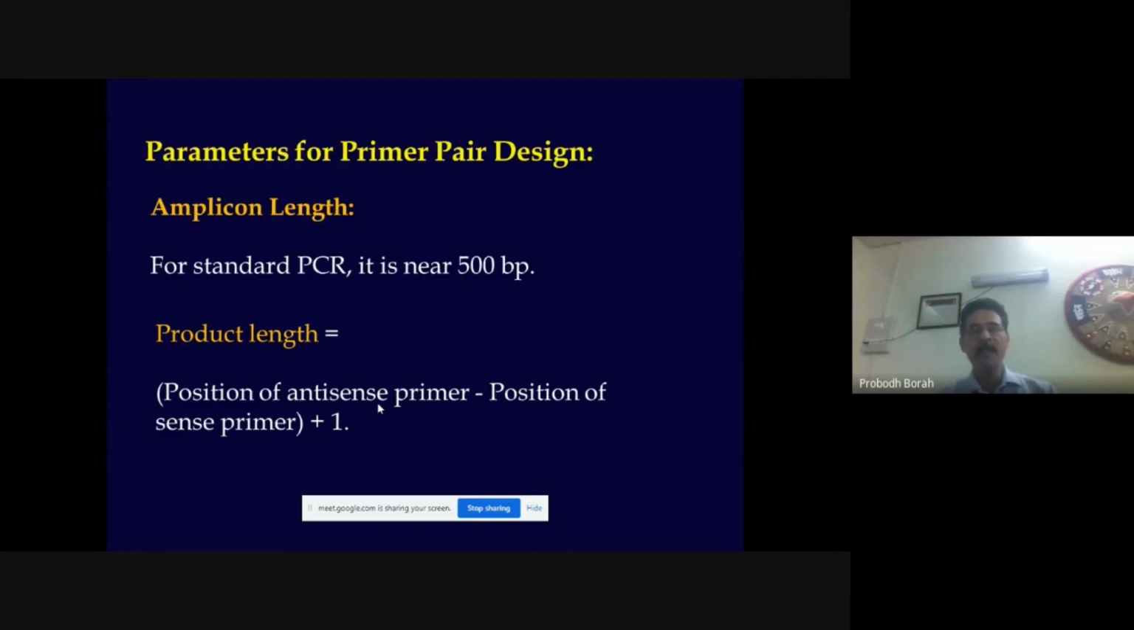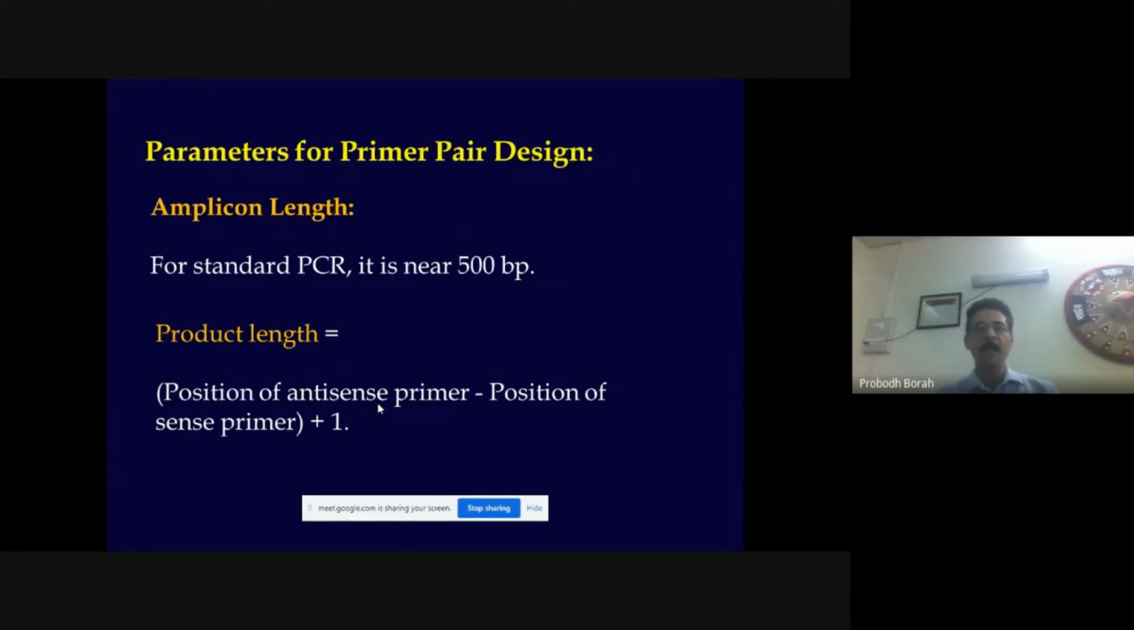Say, for example, if I ask you how many digits are there from 3 to 6. If you count, it is 3, 4, 5, 6. 4 digits are there. If you simply subtract 3 from 6, 6 minus 3 is equal to 3. It will either exclude 3 or exclude 6. So to include both 3 and 6, we should add 1 after subtraction. Similar is the case here. So position of antisense primer, reverse primer, minus position of the sense primer plus 1 will give you the product length.